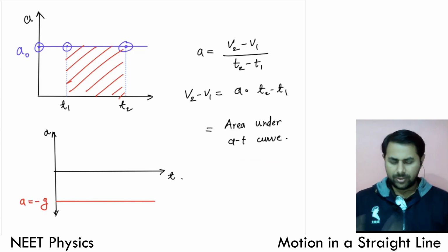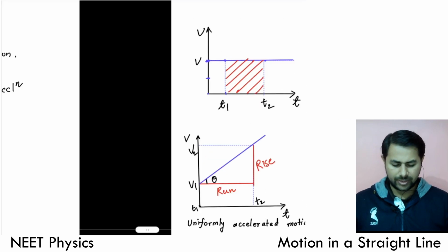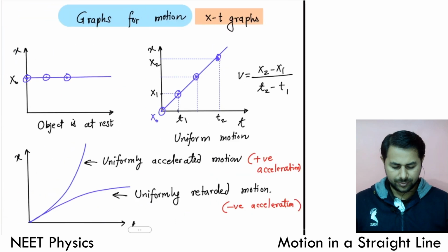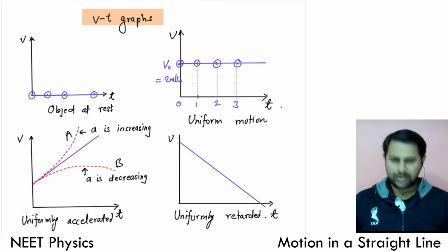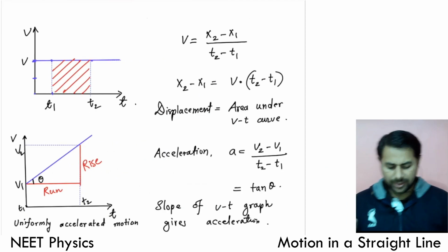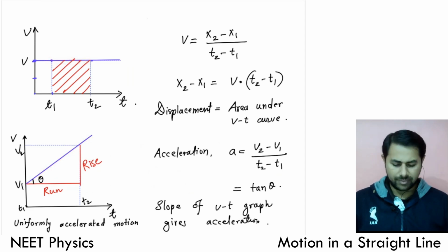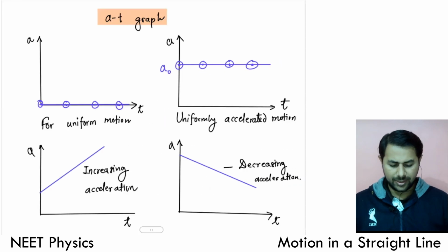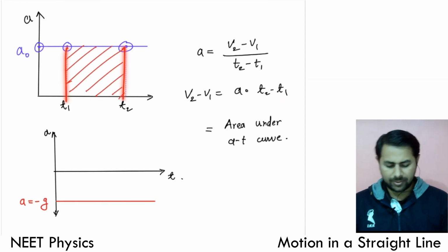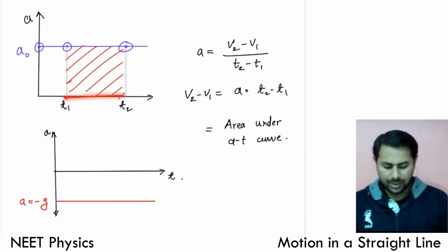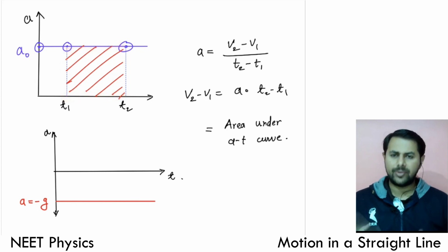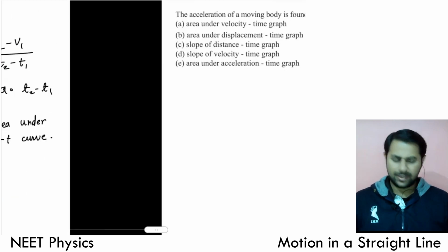Okay, so now we need to remember these things. The slope of position versus time graph gives velocity. Then from the velocity versus time graph, you get two things. One thing is if you find the slope, you get acceleration. Second thing is if you find the area under the curve, you get displacement, right? And from the acceleration versus time graph, if you find the area under the curve, you get change in velocity. So this is clear, right?